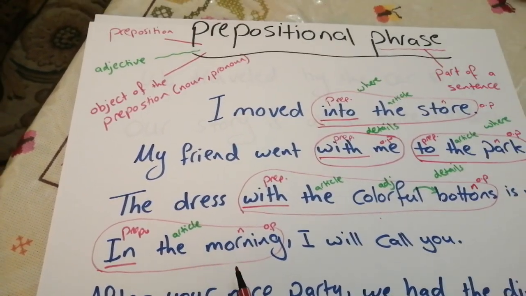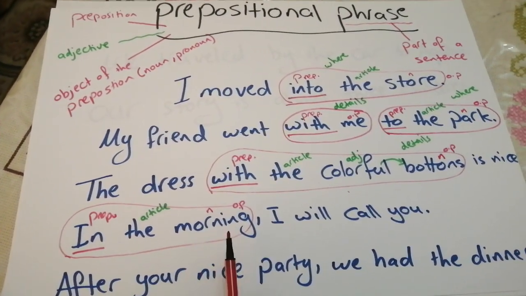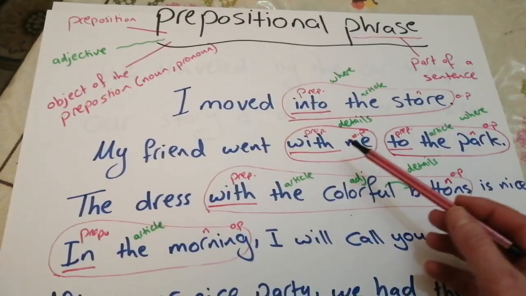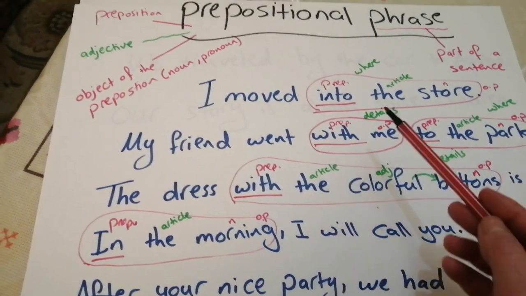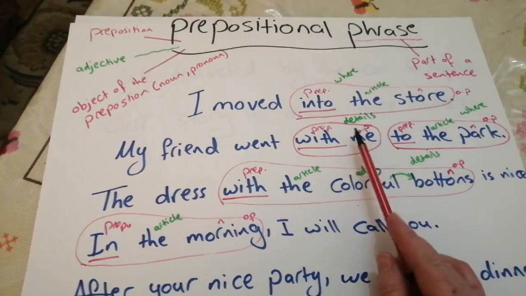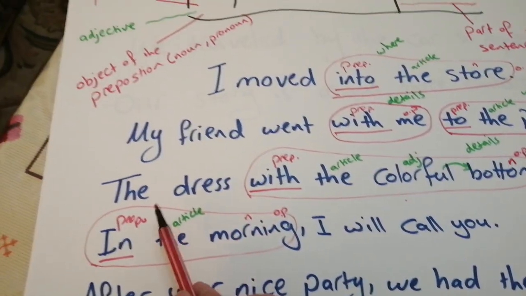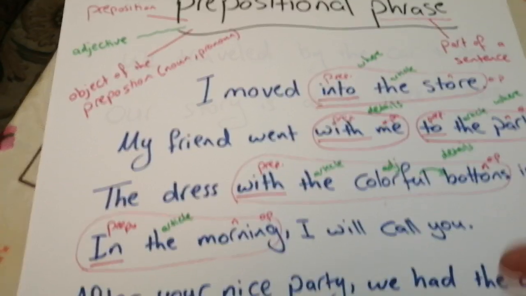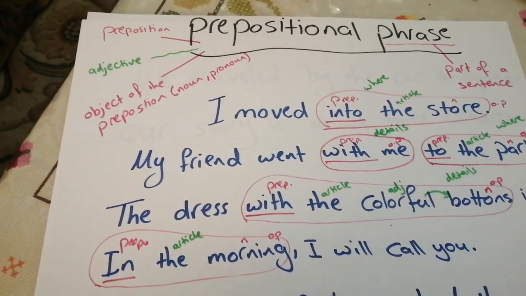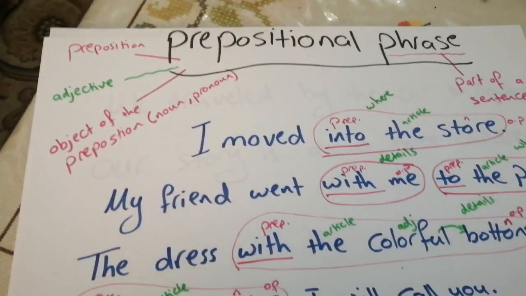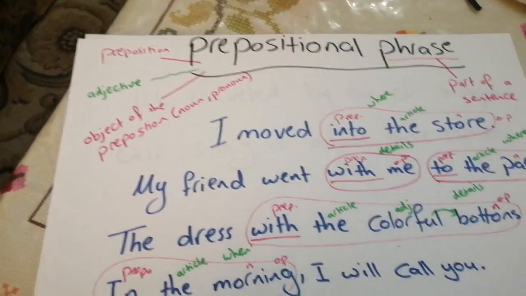So here you see the prepositional phrase comes at the beginning of the sentence. So the prepositional phrase could come at the end of the sentence, in the middle, or here at the beginning, okay? And as you see, we may have more than one prepositional phrase in the same sentence. Now, in the morning, does it show where, when, how, or does it give details? In the morning here, it shows when. When I will call you: in the morning.